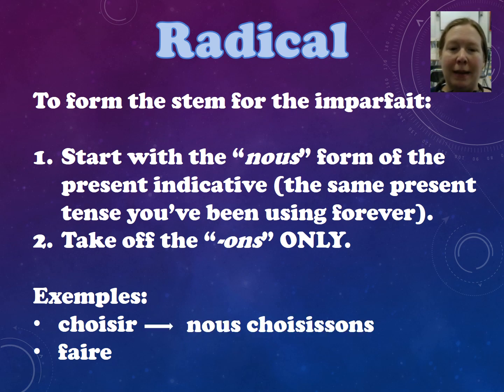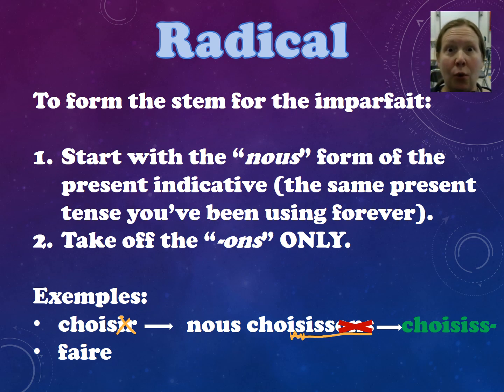So choisir is an IR verb. We are going to make that nous choisissons because remember what you're going to do is take off the IR and then you're going to add ISSONS. But what you take off is only the ONS part of that. All right, so only the ONS, leave everything else. And so what you end up with is choisis.